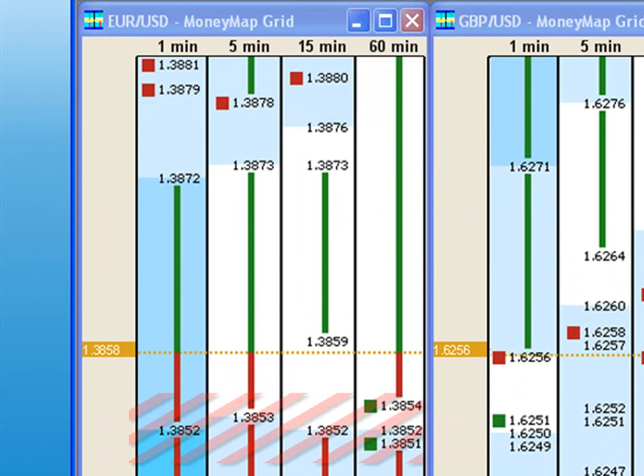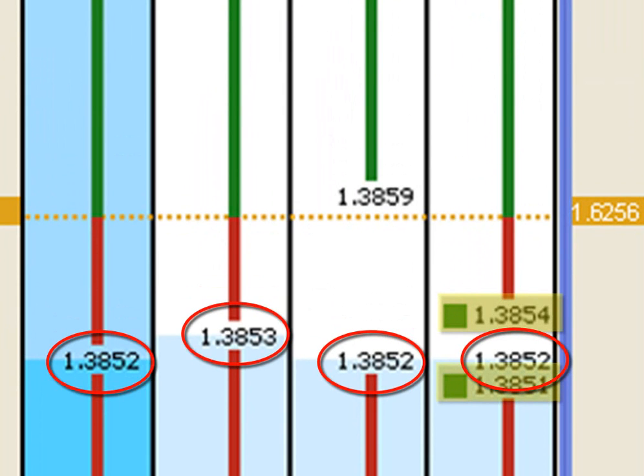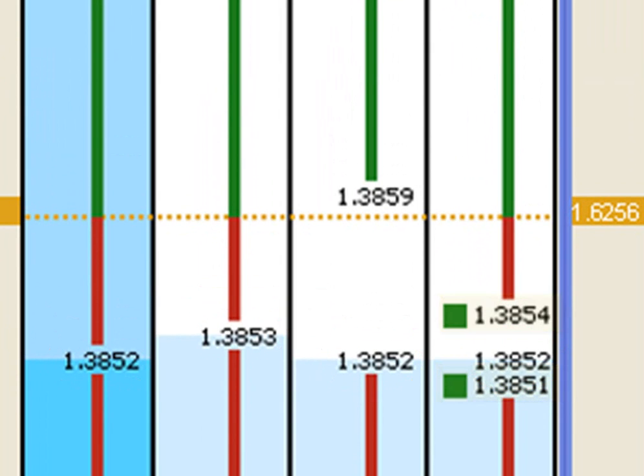Now what we mean by a solid support area is a 4-column roadblock with at least one, and in this case we have 2, 1-hour boxes. That's green boxes, because this is a buy bounce trade, and those green boxes are in the 1-hour column.